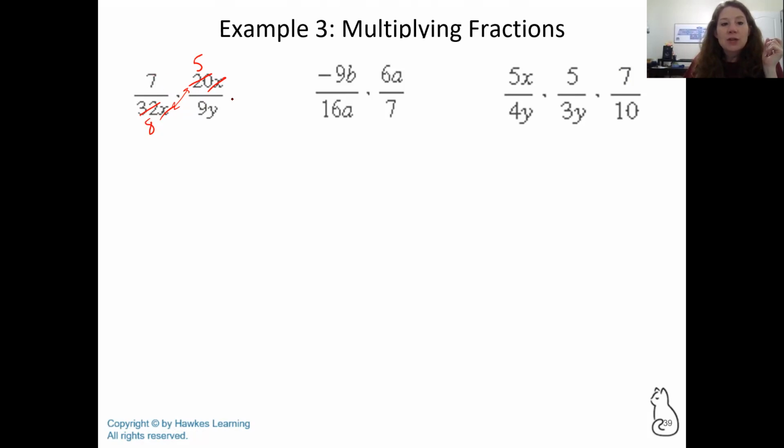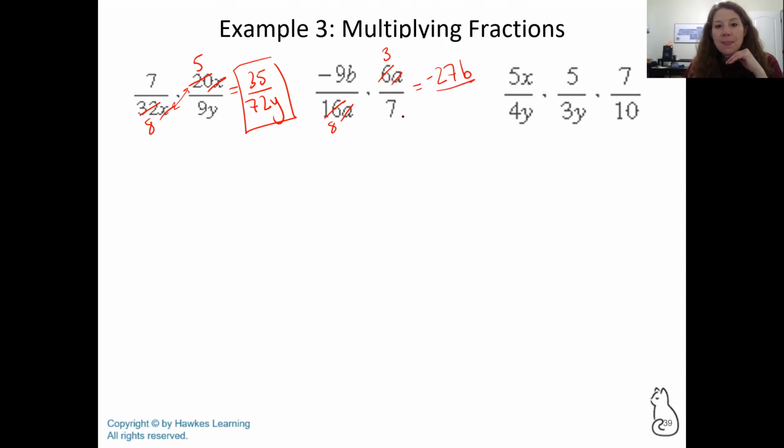Now I'm ready to multiply straight across. So 7 times 5 is 35. 8 times 9 is 72. And then I have a y left in the denominator, so don't forget that one. All right, I'm going to simplify up and down, so my a's cancel. 6 is divisible by 2, and 16 is divisible by 2. So now I'm going to multiply straight across. Negative 9 times 3 is negative 27. And then my b is over there. And then 8 times 7 is 56. And I think they're both divisible by 3. No, they're not. Just kidding.